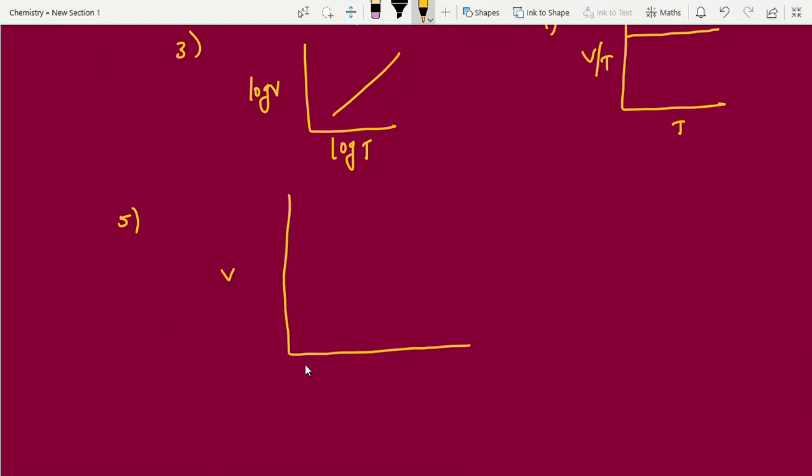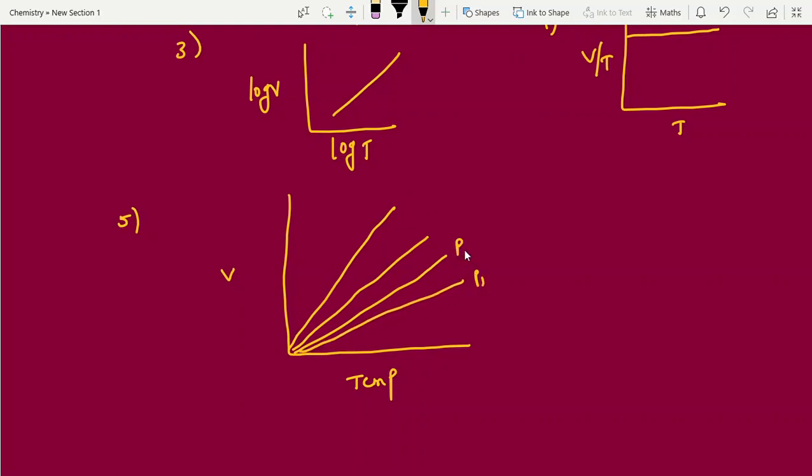Volume, this is what I am taking, temperature. Okay, now here, 0 degrees. Okay, I am taking a straight line, right? This one they had given. Now try to give the answer. What is the answer, students? Here I am taking P1, P2, P3, P4.